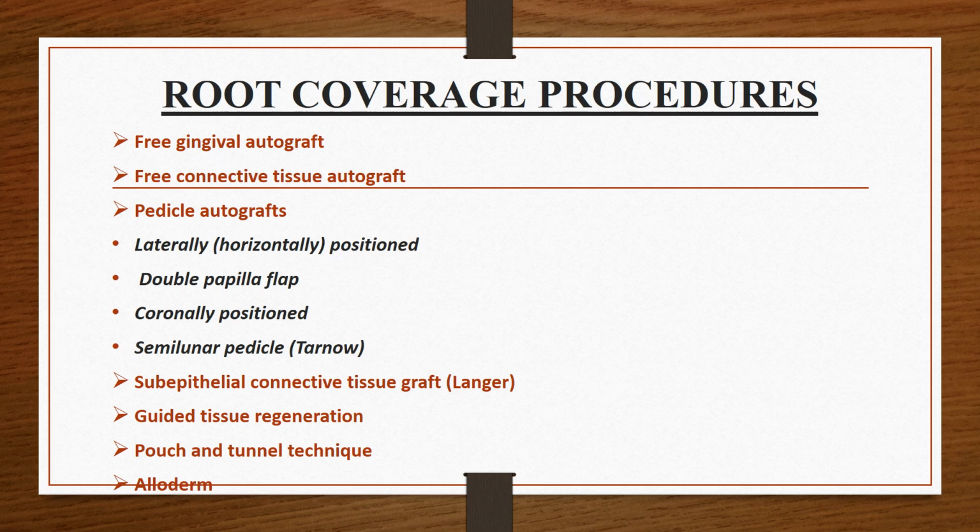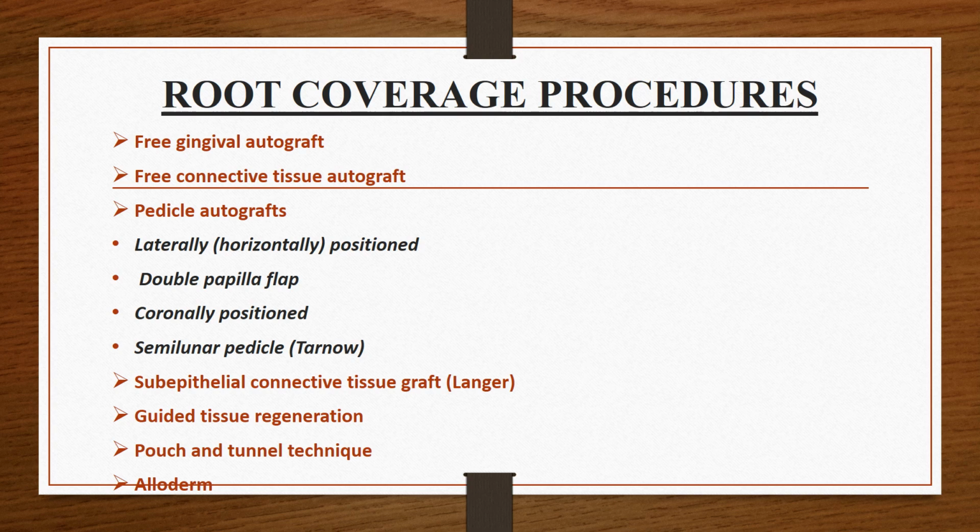So, what are the root coverage procedures? We have free gingival autograft. We already explained the mucogingival problems, first part and second part, and free connective tissue autograft is there. Pedicle autografts are there, so that is an attached one, not a free one. Under that, we have laterally positioned flap or double papilla flap, coronally positioned flap, and semilunar pedicle flap. Other than that, we have subepithelial connective tissue graft, guided tissue regeneration with GTR membrane, pouch and tunnel technique, and allograft.